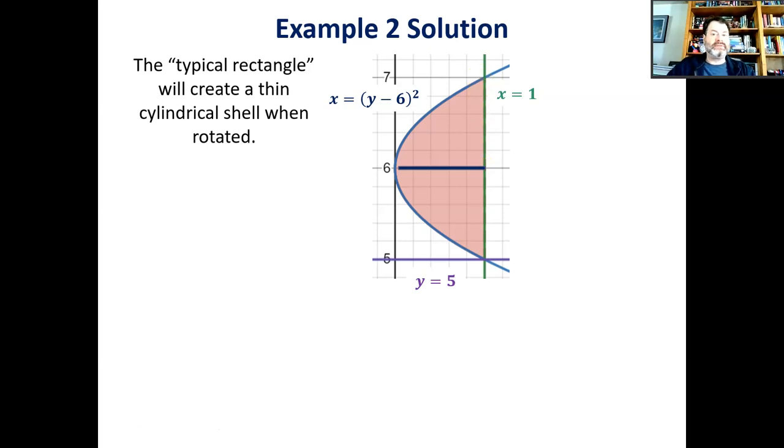Again, we're using shells, so you want to figure out what are the two functions we're trying to find in between. If you tried to draw a vertical rectangle here, you'd end up trying to subtract the function from itself. You could use disks, but disks wouldn't work here because your outer and inner function are the same function, and that creates big problems. So by using shells, we know that this region is bounded by x equals 1 and x equals (y minus 6) squared. So it's a much easier setup.